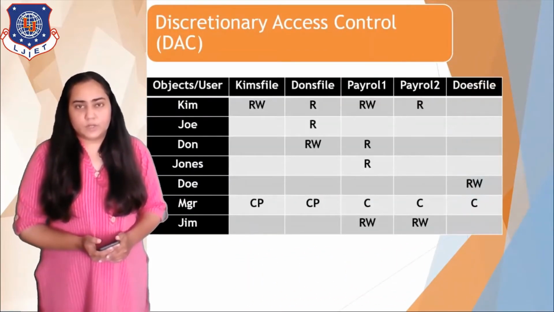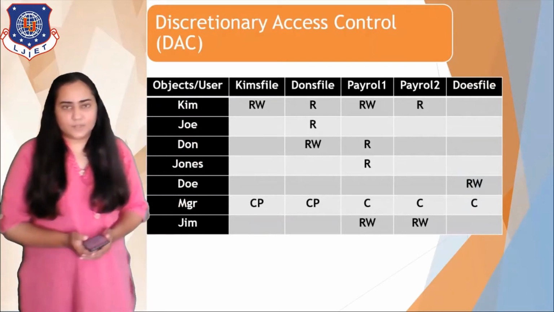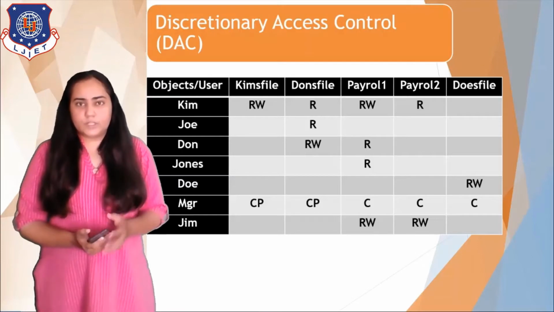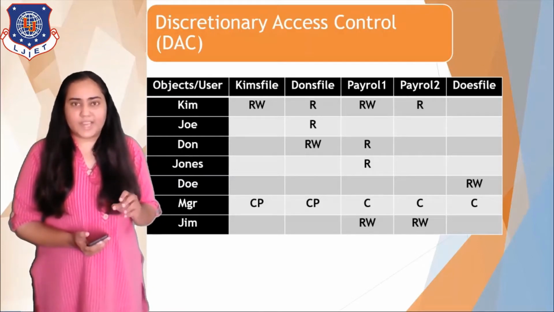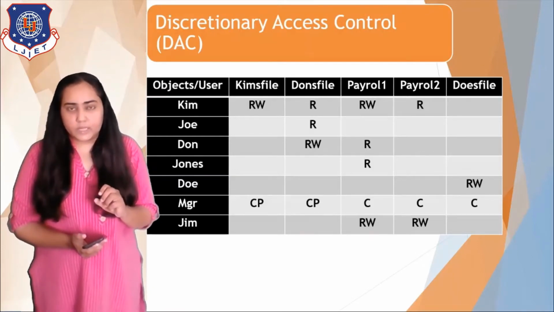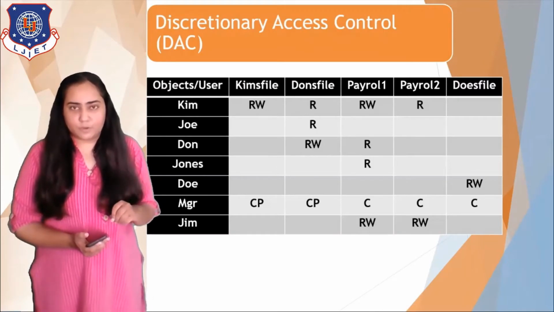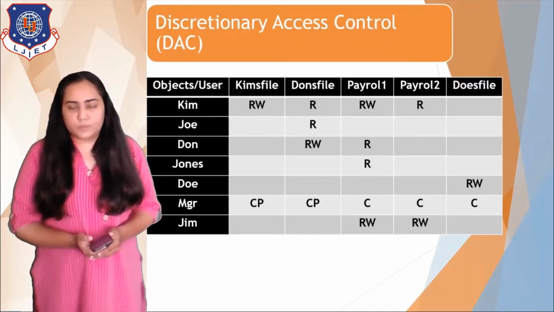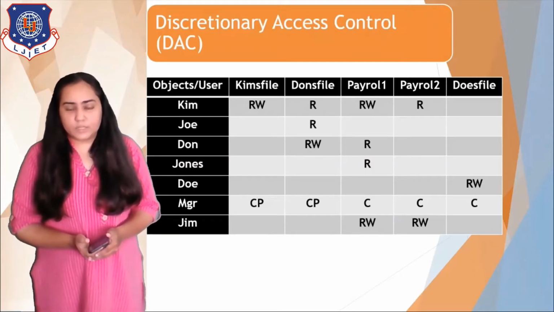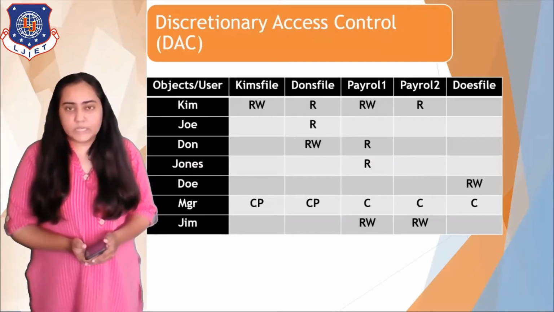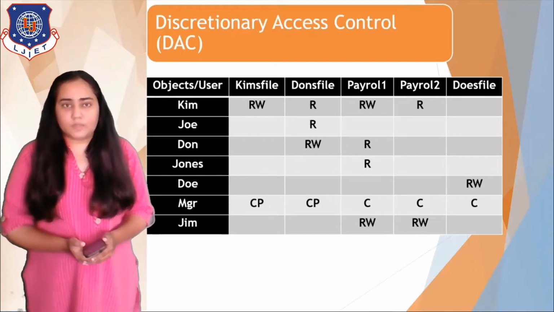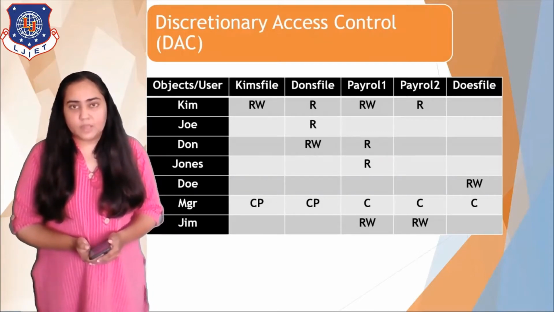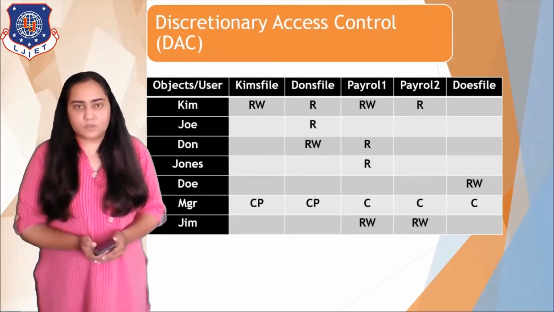So what you see here is called the access control matrix. The access control matrix actually shows you which user has access to which file and with what type of mode. So you can see some places it's written RW. RW means read and write. Then there is just C. C means control. Then there is CP. CP means control with passing ability. And that's how this type of a matrix is created.